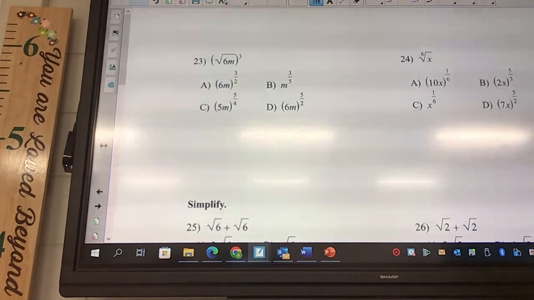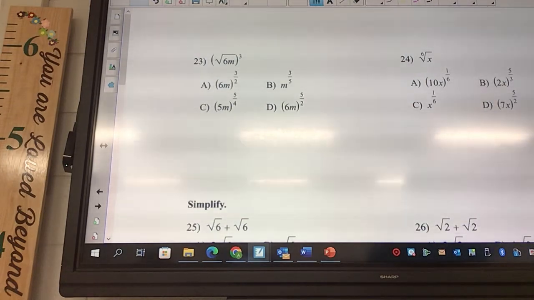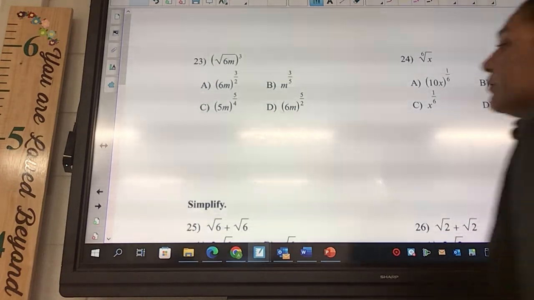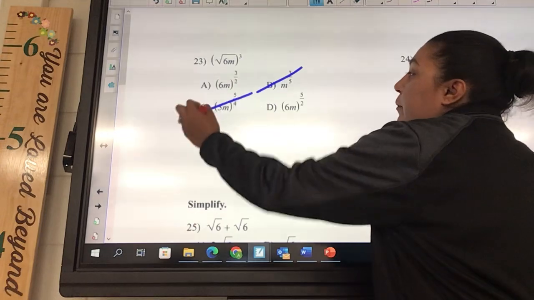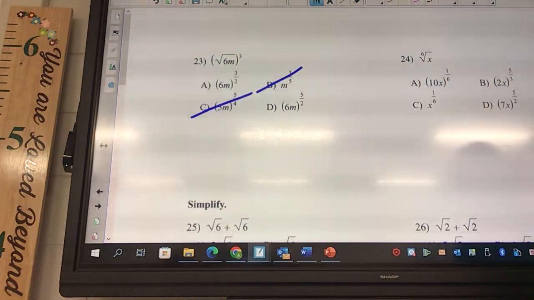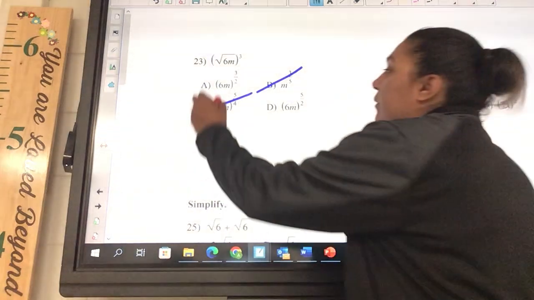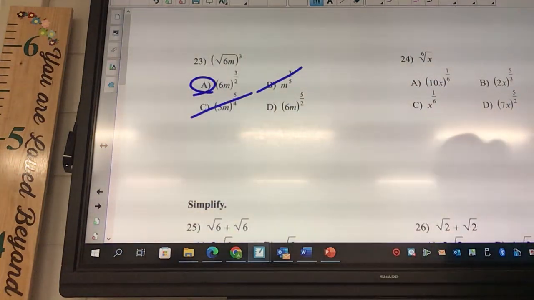Okay, 23. Again, what's my big number? 6M. What can I cross out? B and C. Okay, now look at the numbers. What's going to work? A works. Why does D not work? The 5. There's no 5.